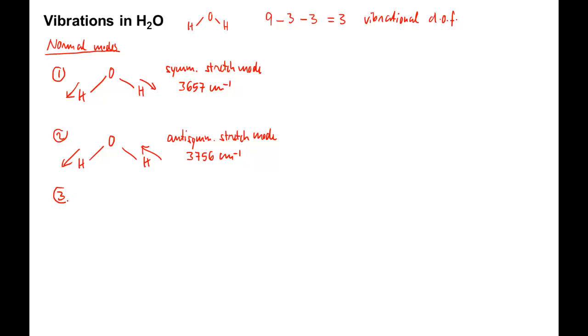The last mode, number 3, is different. It involves the vibration of the bond angle, and it is called the bend mode. It occurs at about 1,595 inverse centimeters, so much lower than the other 2 modes. Also, absorption into this mode is intense. The reason for this is that the dipole moment varies substantially as the molecule vibrates.